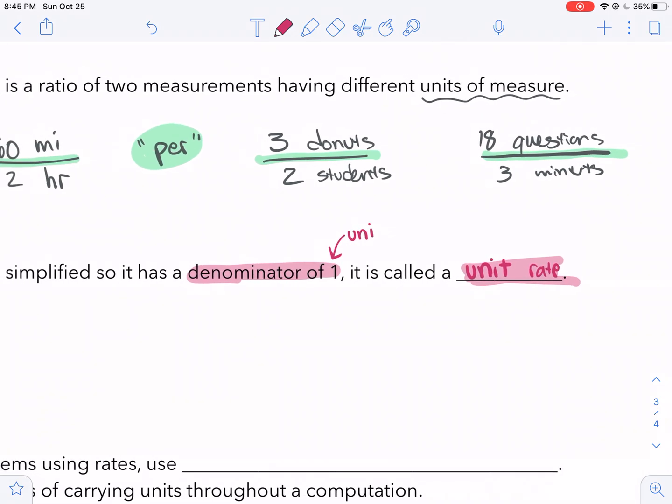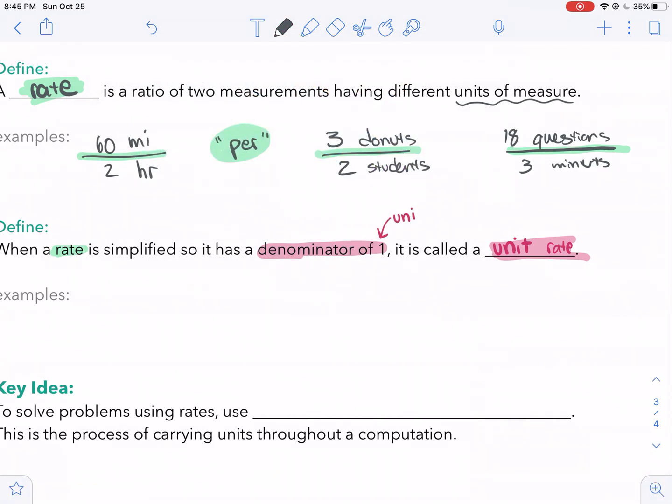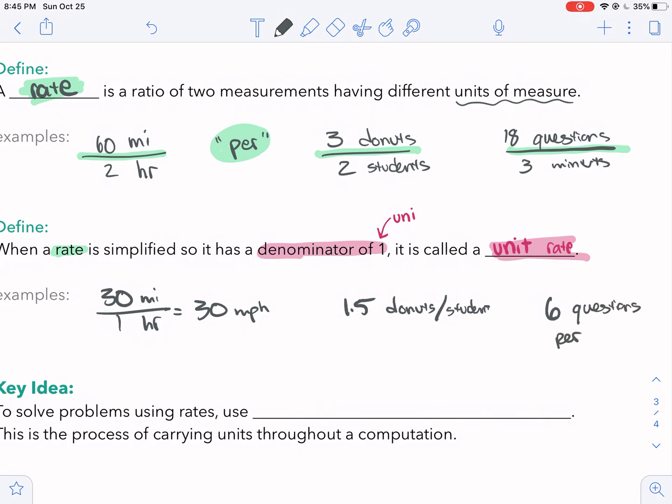So how do we do this? Well, we actually do the math. We simplify it. If we took our 60 miles per 2 hours, that's 30 miles per 1 hour. Or, if you will, 30 miles per hour. Or, if you took your 3 donuts for every 2 students, that's the same thing as 1.5 donuts per student. Or, if you did 18 questions in 3 minutes, that's the same thing as 6 questions per minute. Nice. That's good. Good job. All right, cool.